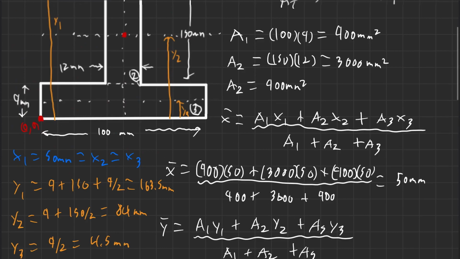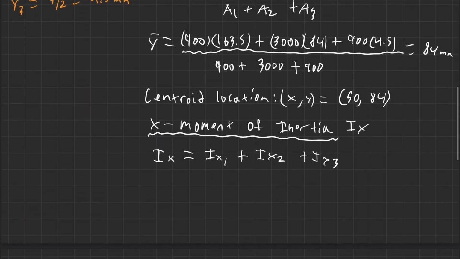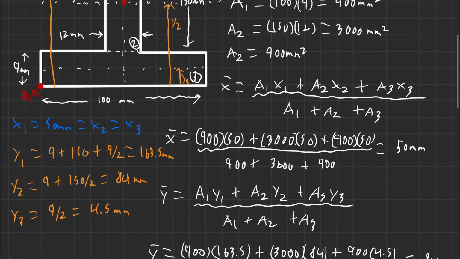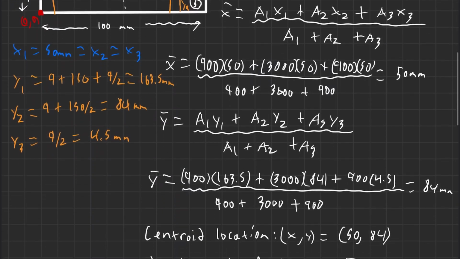And those are the Ix's of each of the individual shapes. And for one of those, Ixi equals base times height to the 3 over 12 plus the area times hi squared. And I'll explain what h is. So let's find our h's.